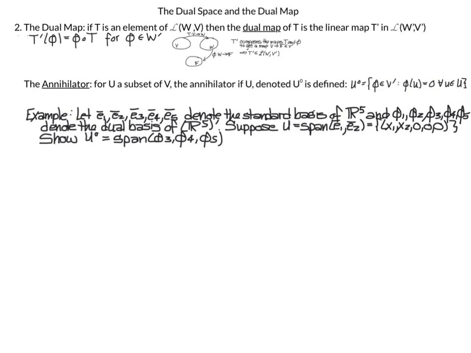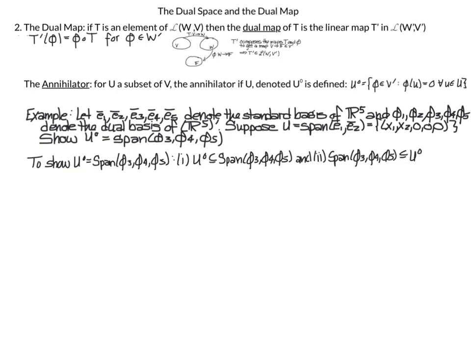Our next annihilator example: let e1, e2, e3, e4, e5 denote the standard basis of R5, and phi1, phi2, phi3, phi4, phi5 denote the dual basis of R5. Suppose U is equal to the span of e1, e2, in other words, vectors where we have a first and a second coordinate and 0 for the third, fourth, and fifth coordinates. Show that the annihilator of U is equal to the span of phi3, phi4, and phi5.